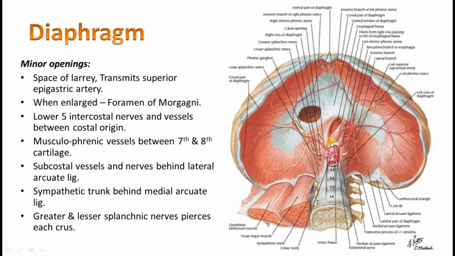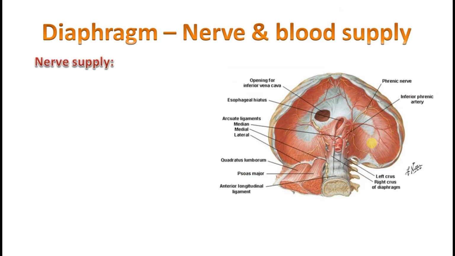So, to summarize the minor openings: subcostal vessels and nerves below the lateral arcuate ligament, the sympathetic chain behind the medial arcuate ligament, greater and lesser splanchnic nerves piercing the crus. Through the space of Larrey, we have the superior epigastric vessels, and between the costal origin, the lower 5 intercostal vessels and nerves pierce and supply.